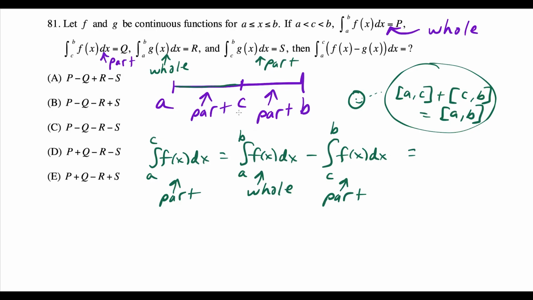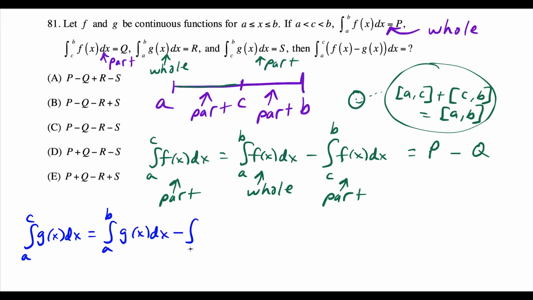So now we just plug in: the integral from a to b of f of x dx is equal to p, and we'd have minus the integral from c to b of f of x dx, which is q. So we have this. And now the next thing we could write is that the integral from a to c of g of x dx, same exact concept, is equal to the entire area from a to b of g of x dx minus the partial area from c to b of g of x dx.